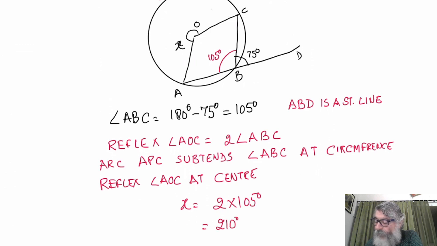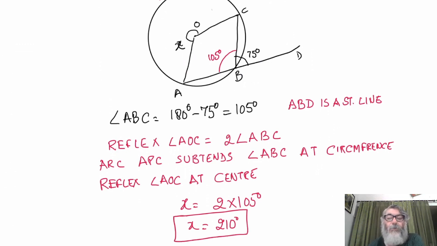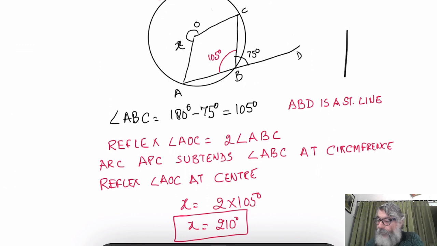The value of x will be 210. So we have used the property again that the angle subtended by an arc at the center is double the angle which it subtends at the remaining part of the circumference. It is very important. Time and again we are getting the same thing.